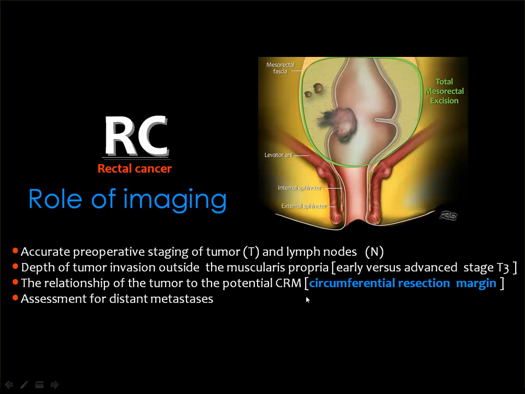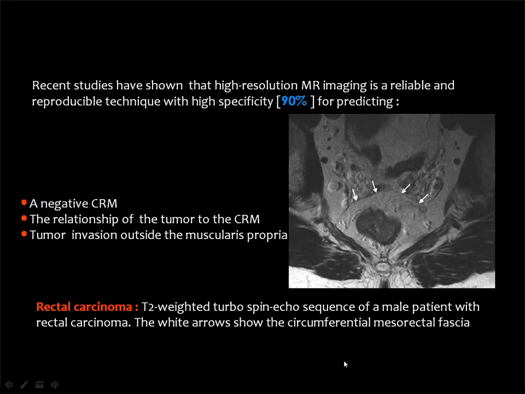In the literature, you will meet this abbreviation very frequently. And by circumferential resection margin, we mean the mesorectal fascia and its content. This is known as the circumferential resection margin, and you can use the mesorectal fascia instead of this. Then you assess for the possibility of distant metastasis.